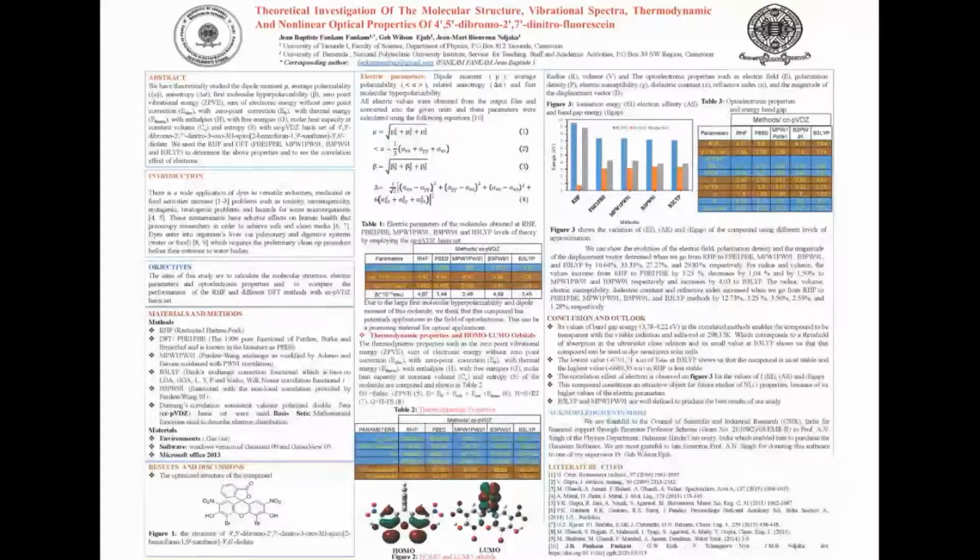Table 3 shows the optoelectronic properties of the compound, which are constituted by radius r, volume V, electric field E, polarization density P, electric susceptibility chi, dielectric constant epsilon, refractive index n, and the magnitude of the displacement vector D. And at the end of the table we put the band gap energy, E gap.